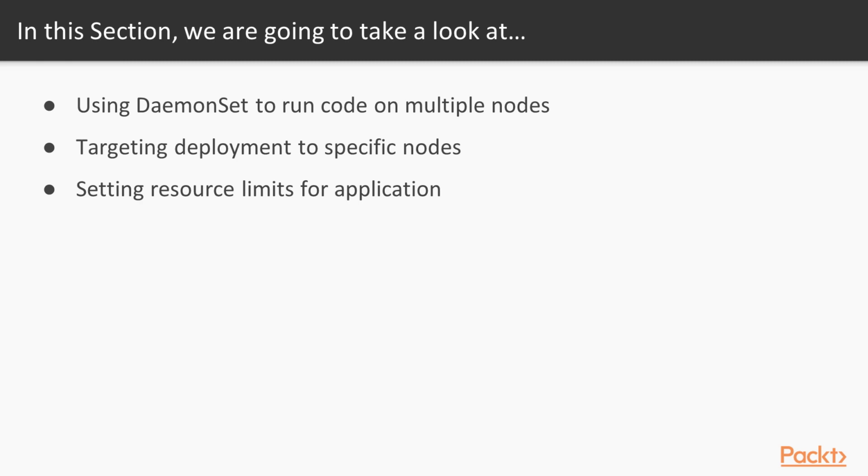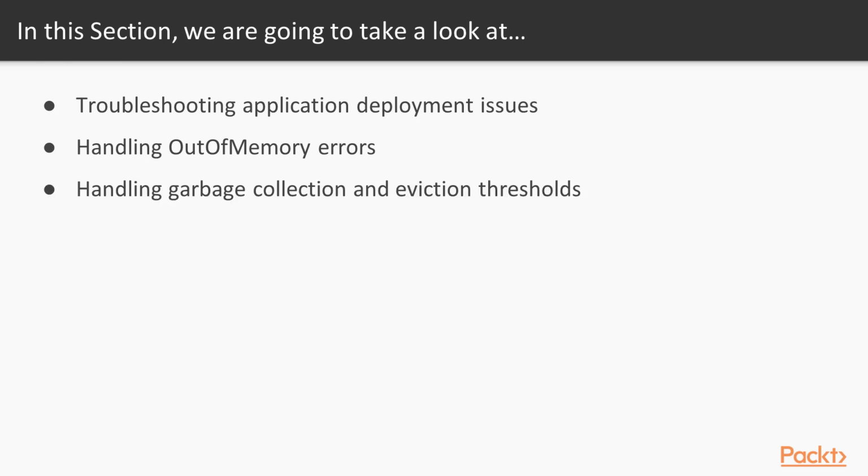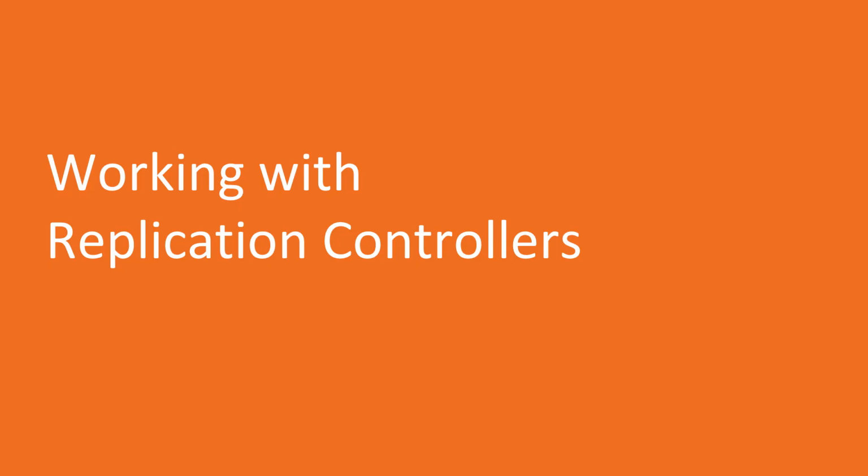We'll be setting resource limit for application, and also we'll leverage capabilities and security policies. Then we'll be troubleshooting application deployment issues, and finally we'll go to the handling of out-of-memory errors and garbage collection and eviction thresholds. And this is the first video, and we'll be working with replication controllers.